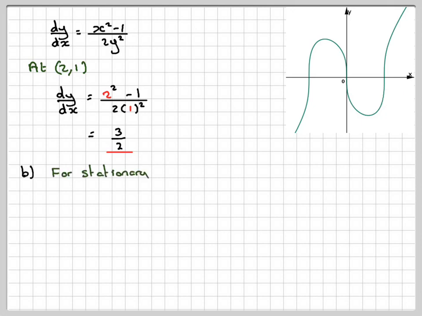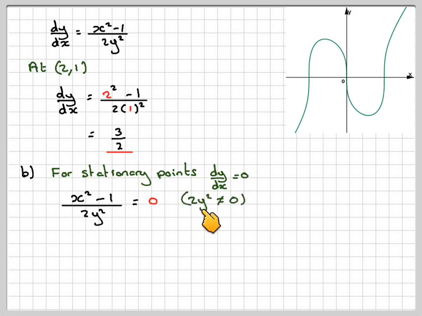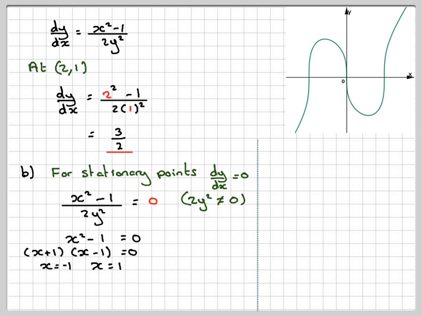Okay, for stationary points, dy/dx is equal to 0. So we're going to have (x squared minus 1) over 2y squared is equal to 0. But 2y squared cannot be equal to 0, which means that x squared minus 1 is equal to 0. This is the difference of two squares, so that factorizes to (x plus 1)(x minus 1) is equal to 0. So that gives x is minus 1, or x is equal to 1.